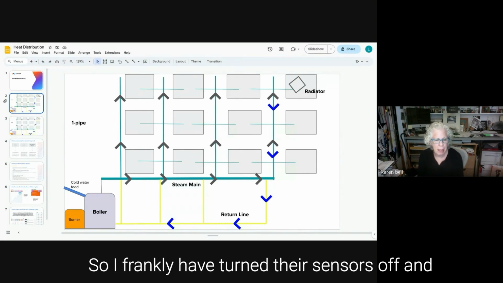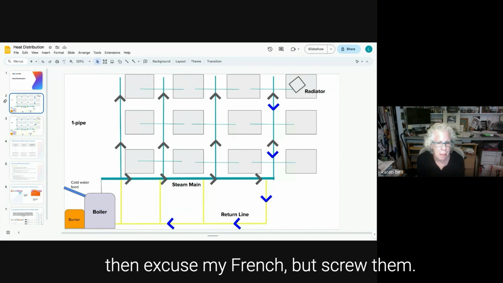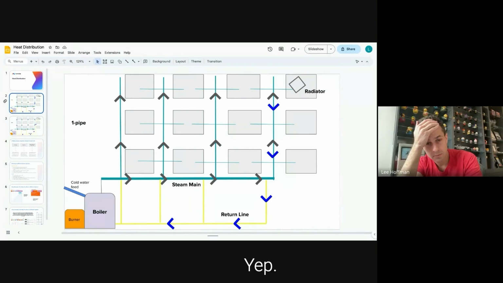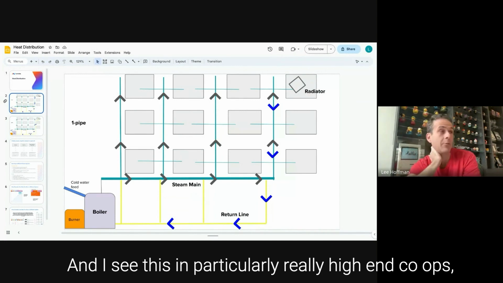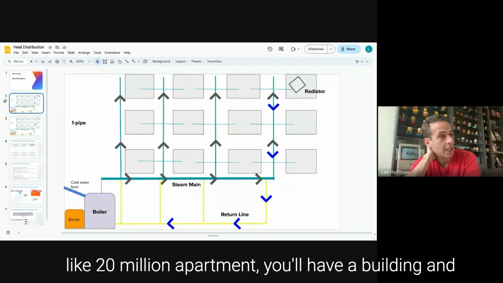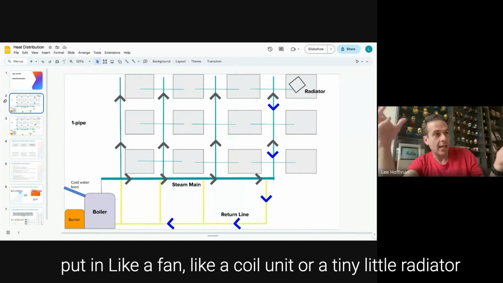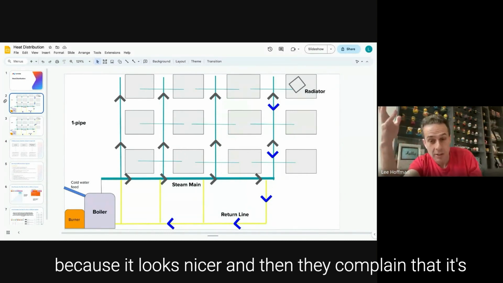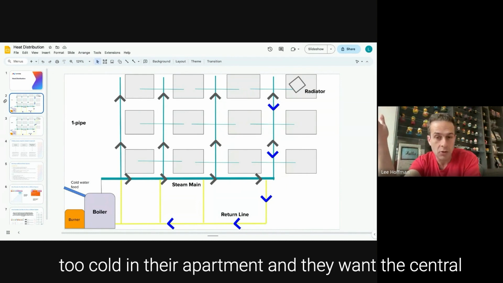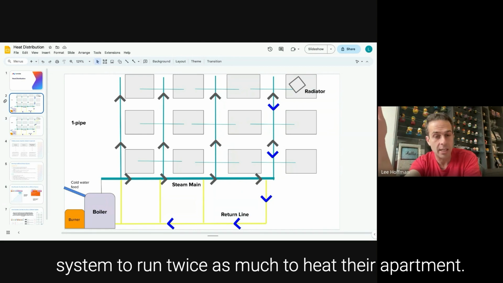So I frankly have turned their sensors off, and excuse my French, but screw them. Yep. And I see this particularly in really high-end co-ops, like $20 million apartments. You'll have a building and they'll take out the big cast iron radiator and put in a fan coil unit or a tiny little radiator because it looks nicer. And then they complain that it's too cold in their apartment and they want the central system to run twice as much to heat their apartment.